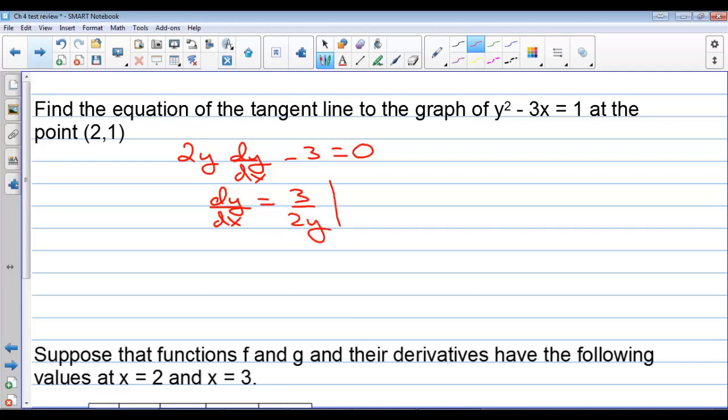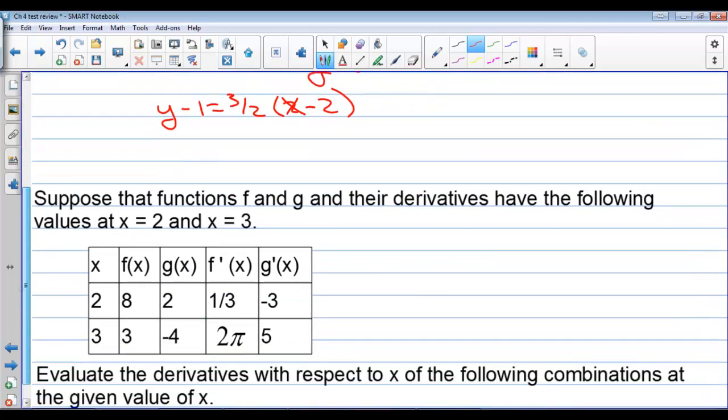So when we evaluate this at the point (2, 1), we only need the y. So it's 3 halves. Now here comes the easy part. y minus 1 equals 3 halves times x minus 2. Actually write the equation of the tangent line. Follow the instructions, please. So don't stop at just finding the slope.